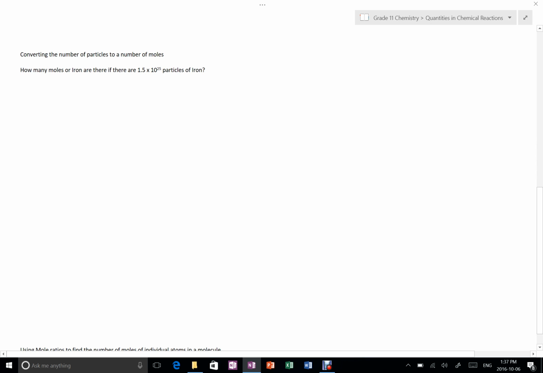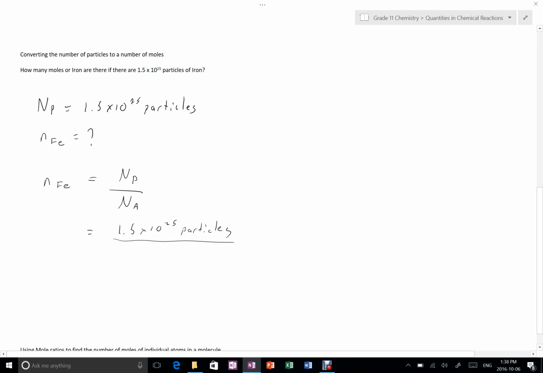How many moles of iron are there in 1.5 times 10 to the 25 particles of iron? So here we have our number of particles, which is going to be 1.5 times 10 to the 25 particles. And I'd like to express that as a number of moles of the iron that we're talking about here. Using the equation, I can say that the number of moles of iron is equal to the number of particles divided by Avogadro's number, which is 1.5 times 10 to the 25 particles divided by Avogadro, 6.02 times 10 to the 23 particles per mole. And so that works out to 24.9 moles.